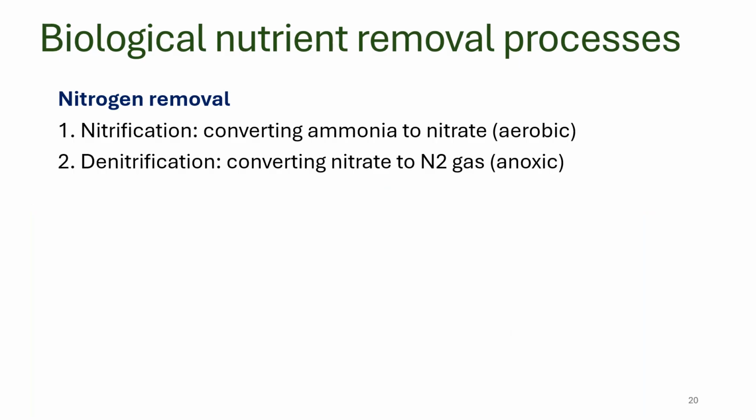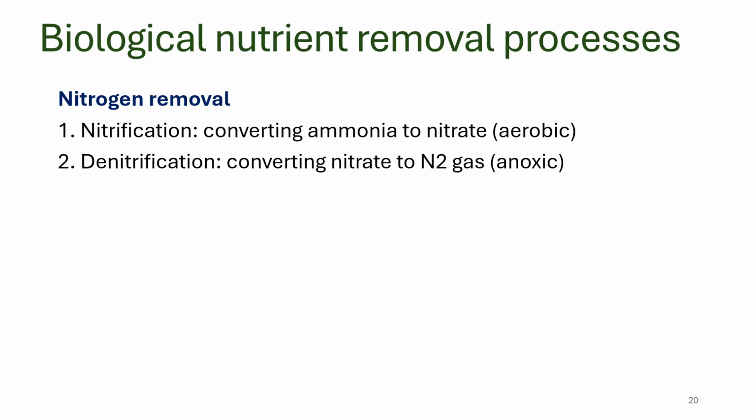Now, we're moving into some biological nutrient removal processes. First of all, there's nitrogen removal, which consists of nitrification and denitrification. In nitrification, we're converting the ammonia to nitrate.